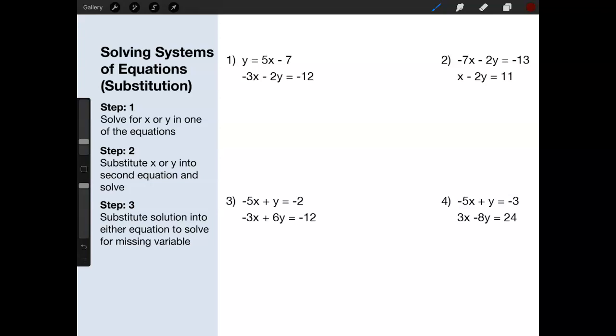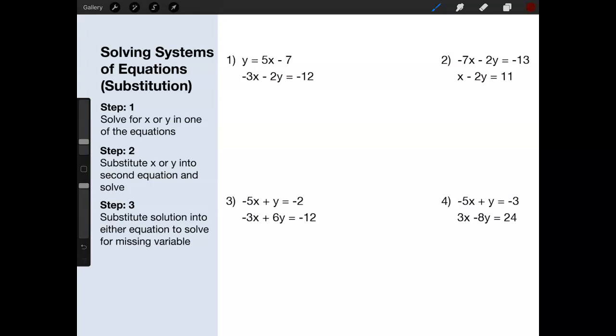When using the substitution method, we need to follow 3 steps. Step 1 is to solve for x or y in one of the equations. Step 2 is to substitute this x or y into the second equation and solve it. Once we have solved it, we substitute that into either of the equations to solve for the missing variables. I have 4 examples here to help illustrate.